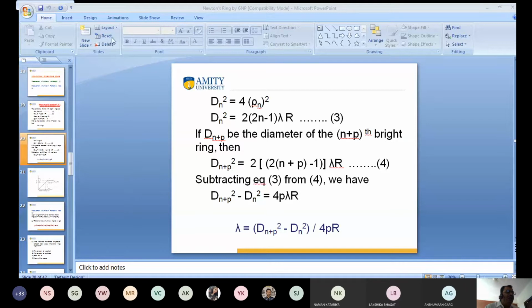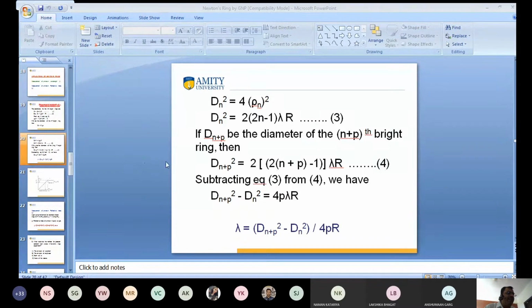So what do I do? This is the value of dn square, the value for the nth bright ring. So I substitute for the n plus pth bright ring. I make only the substitution of n plus p in place of n. I want to calculate the diameter of the n plus pth ring with the help of equation 3. In equation 3, I put n plus p in place of n, simply, because it is more than n.